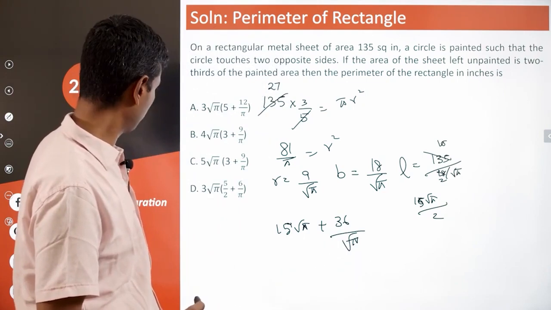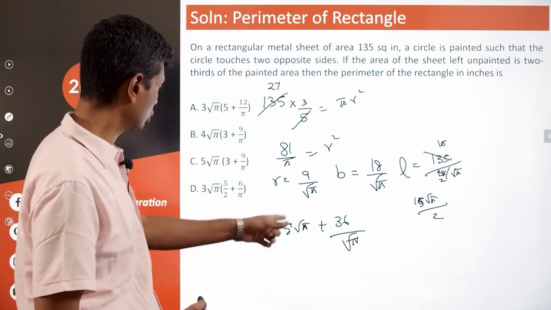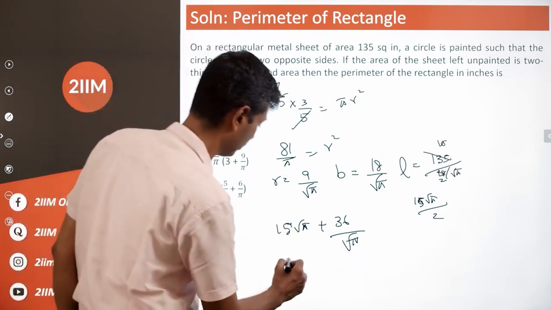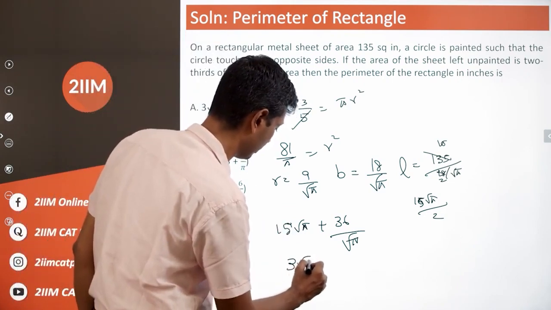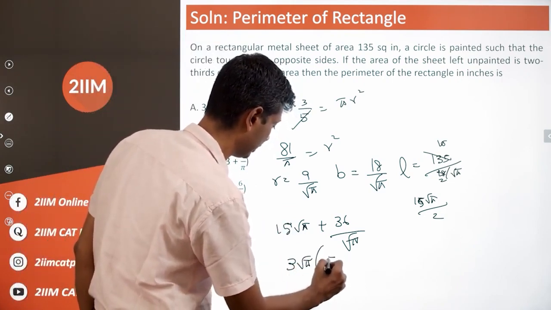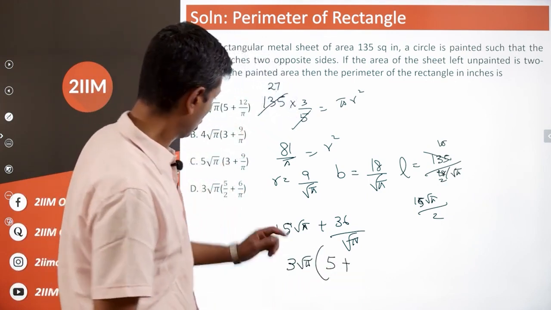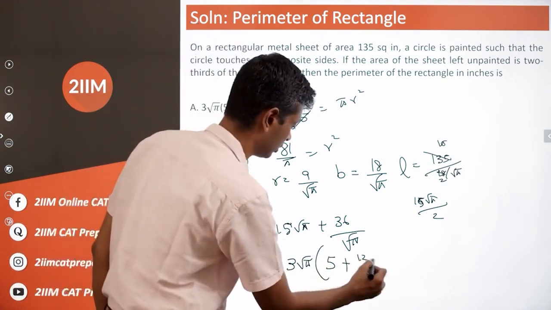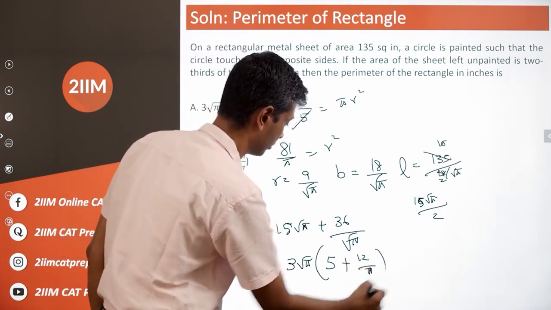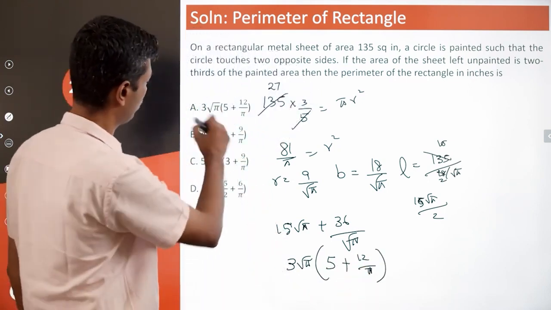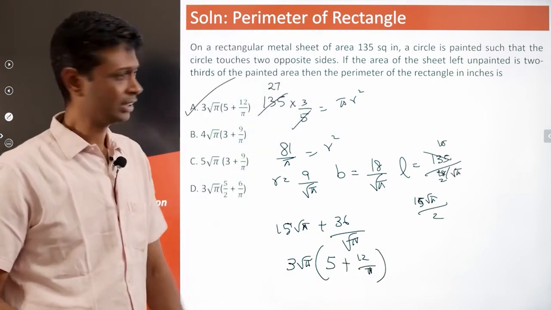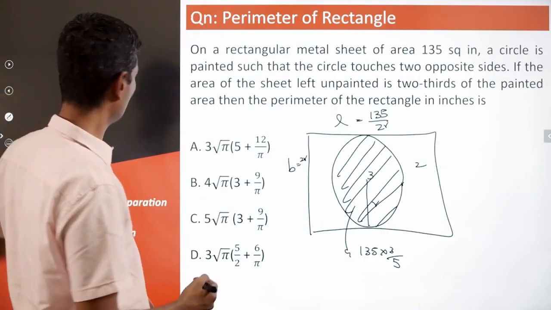Looking for a choice that is 15 root pi plus 36 by root pi. Let us see whether that works out. We're taking a root pi out common. We can take a 3 out common. So we take a 3 root pi out common. There will be 5 left here plus 12 by pi. Yep. Luckily enough, we have a choice that matches: 3 root pi into 5 plus 12 by pi. That's the answer. And very interesting question, but no rocket science here.